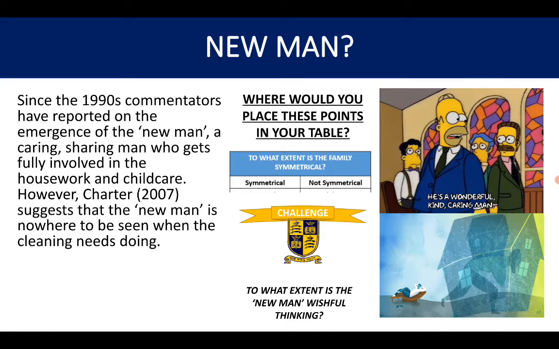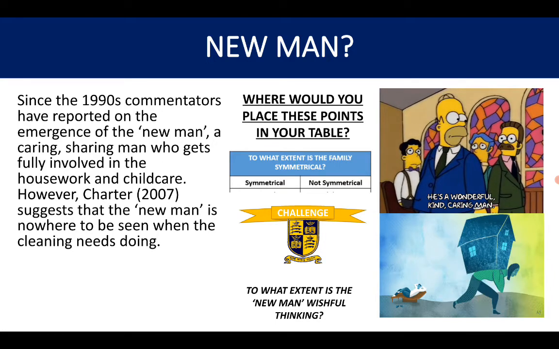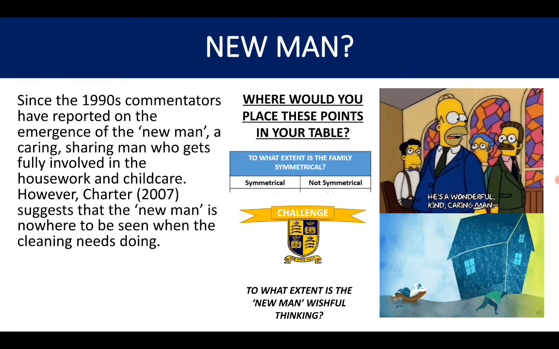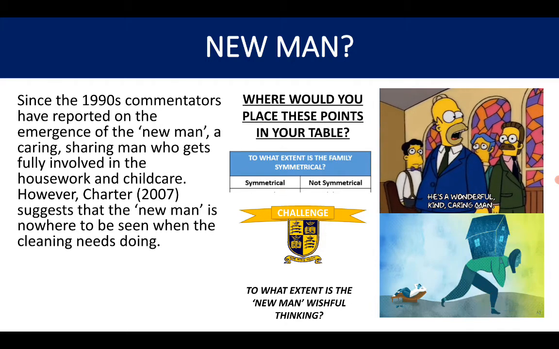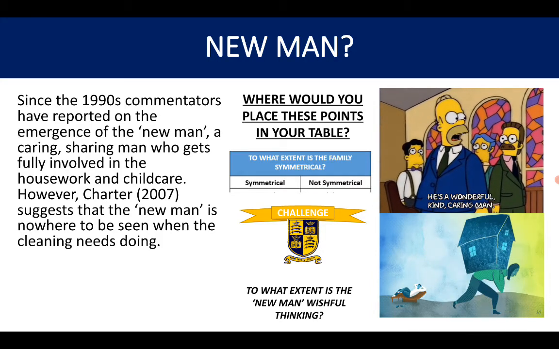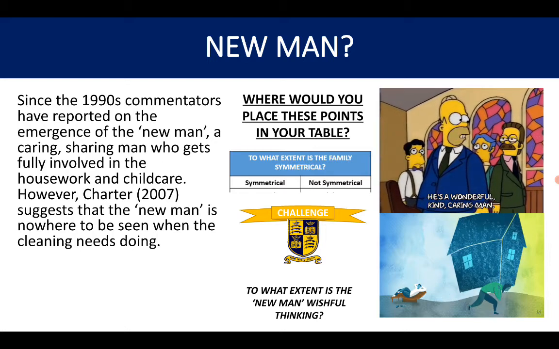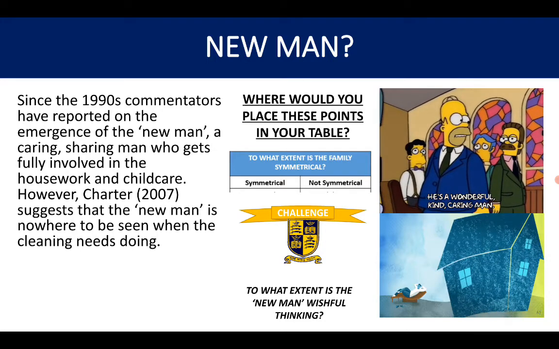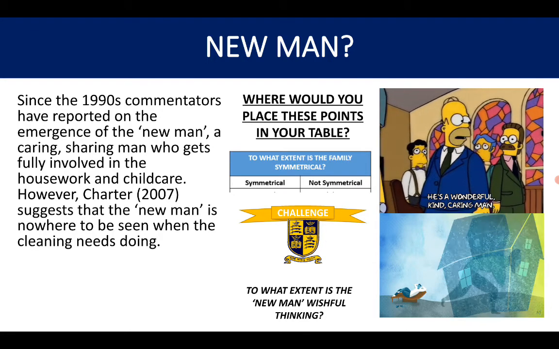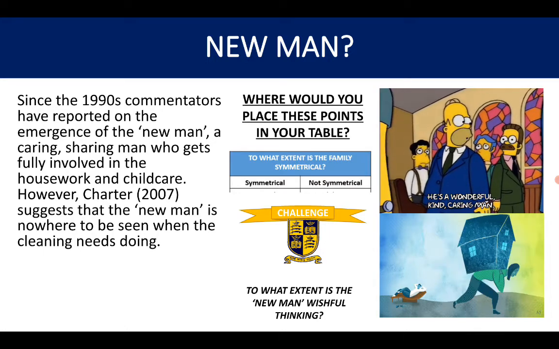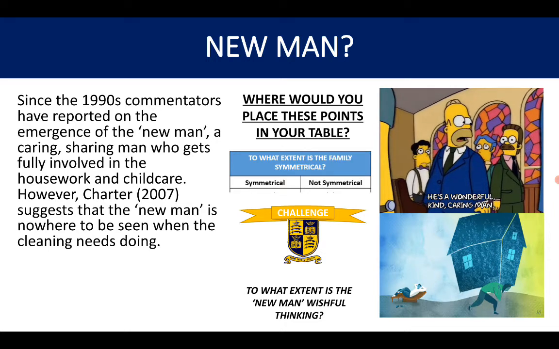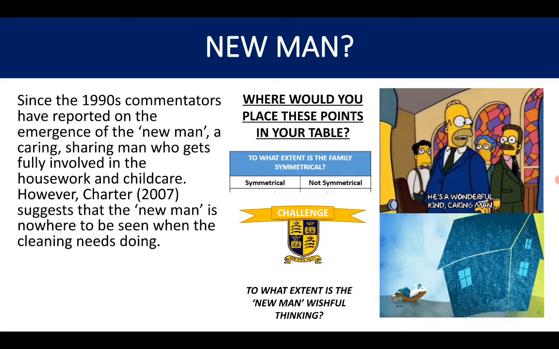Right, so again, this is the argument of the new man. So Charter suggests that there is a new man emerging within society and within families. Okay, and this is someone who is fully involved in the housework and the childcare, and you would need to decide now where you would place this argument. Okay, so naturally you should be placing it on the symmetrical side, because it's arguing that there is a new man emerging who is more caring, more thoughtful, and more involved in the housework. And then what I would like you to think about as your challenge is, to what extent is this new man wishful thinking? Is it really as common as Charter is saying it is? Okay, so pause the video and add this statement into the relevant side.